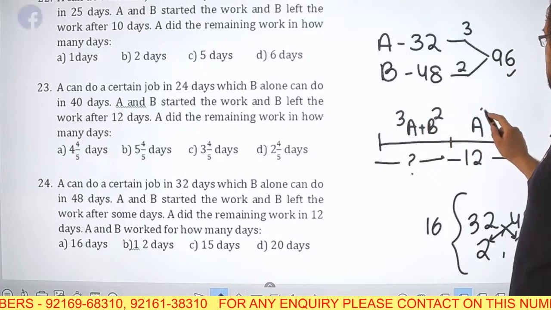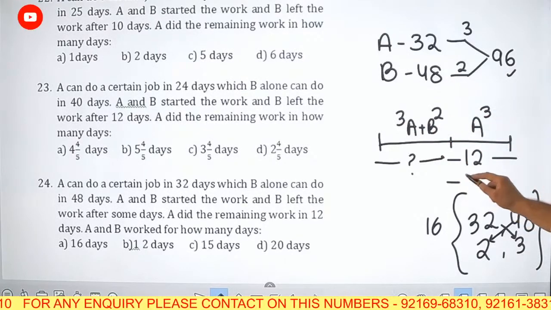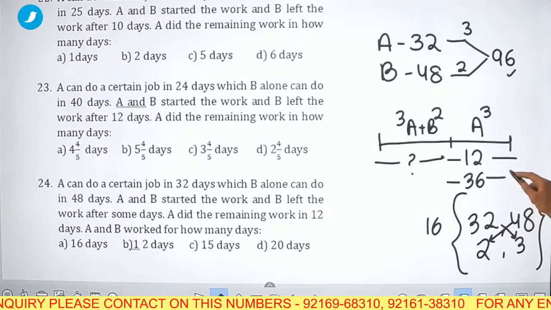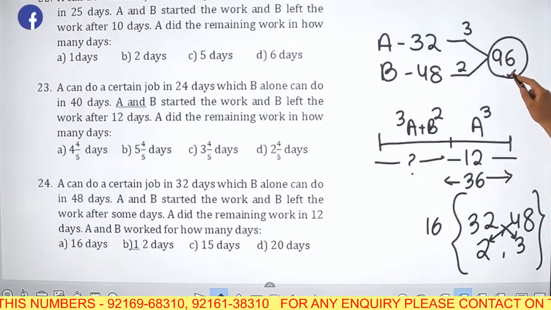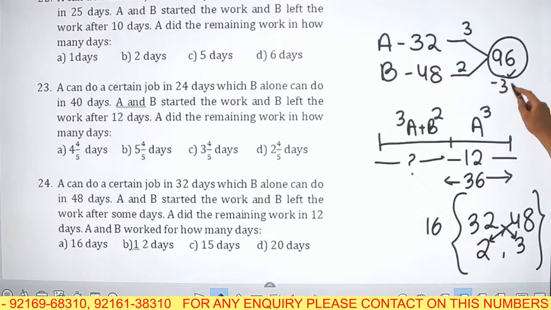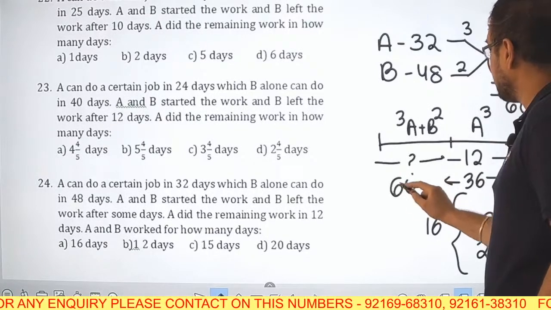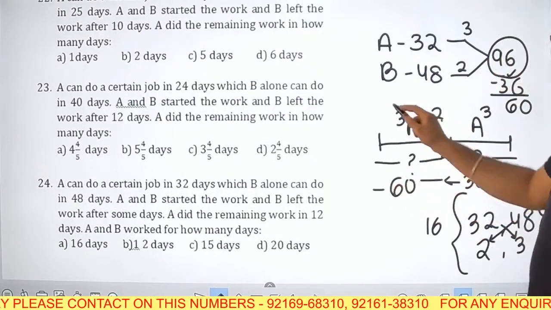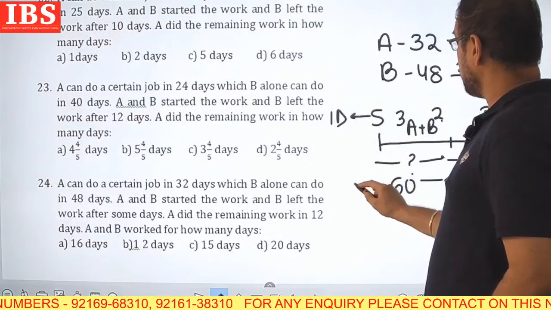So A does 3 work every day. In 12 days how much work will he do? He will do 36 work. So out of 96, 36 is done. So left over will be 60. So 60 will be done by A and B together. A and B together do 5 work in 1 day. So 60 will be done in how many days? This is 12 days.